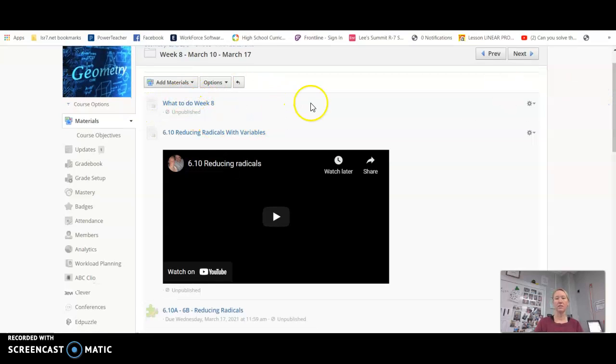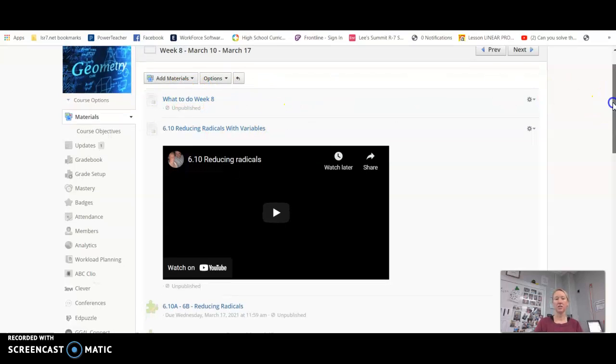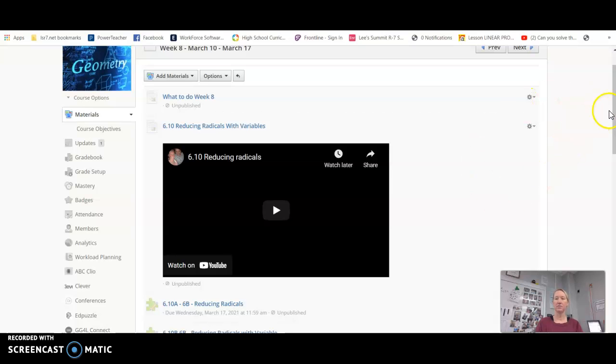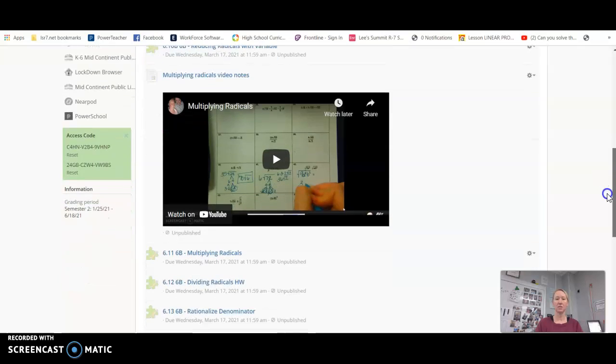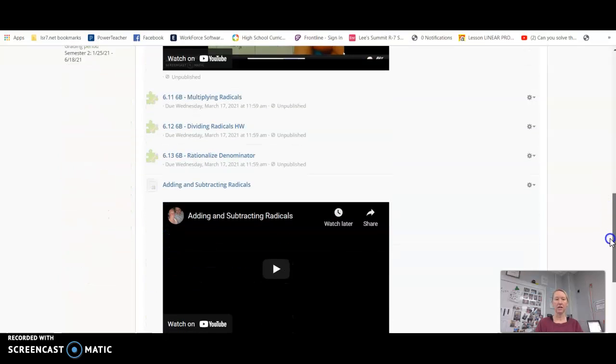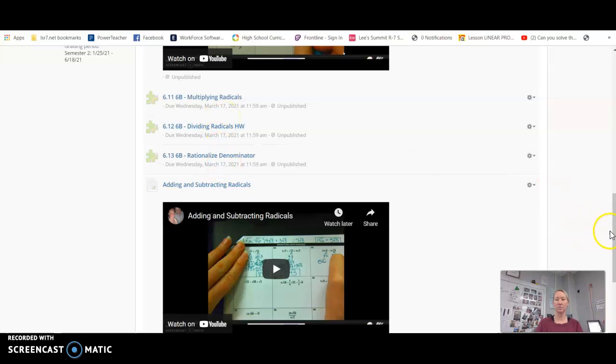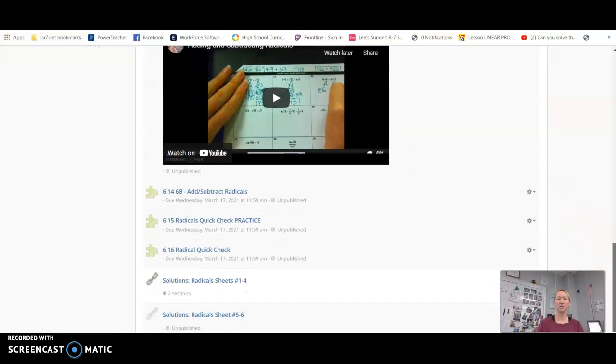So as always, there's the what to do. Print that off and make sure to just do it in order. Items in the folder are listed in order. There's a video on reducing radicals, 2 homework assignments, multiplying radicals, homework assignments. There will be a video in here for dividing radicals, then a couple homework assignments, adding and subtracting radicals, and then a couple homework assignments.